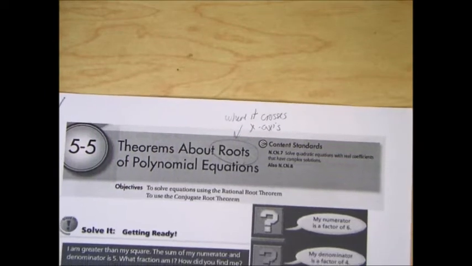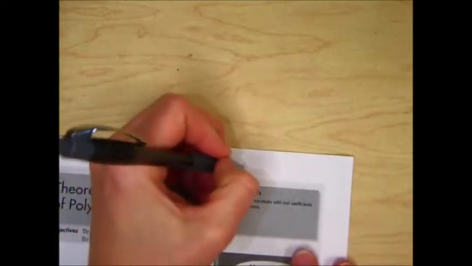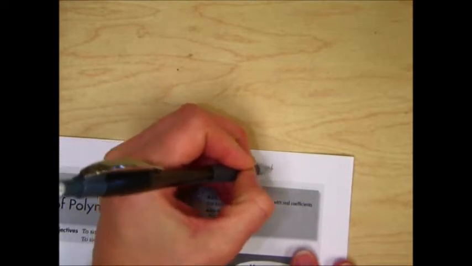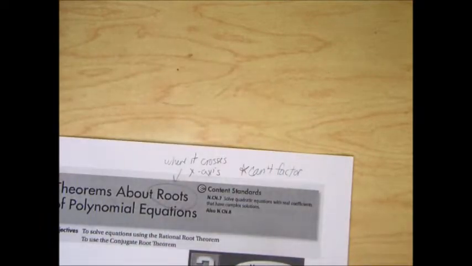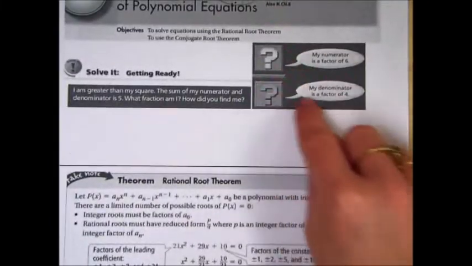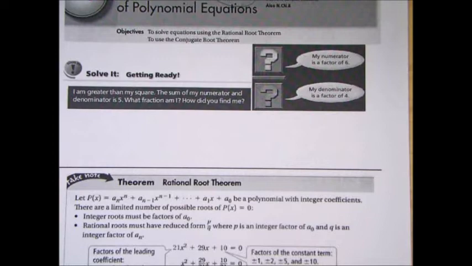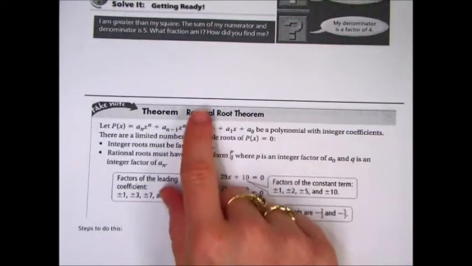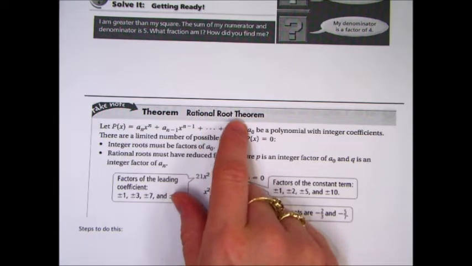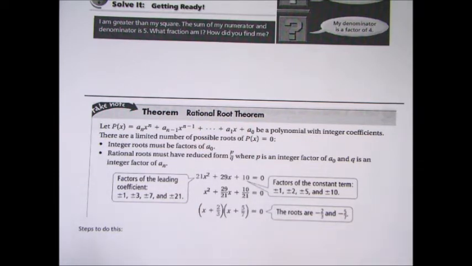Now, there is a theorem that you're going to use a lot today when you can't factor. Today we're going to have a lot of problems that you can't factor. This is a fun little activity to get you warmed up, if you want to pause and try it. We're going to learn about the rational root theorem. What the rational root theorem does is it helps us figure out a fraction or a whole number or an integer, some type of regular old number, where it crosses the x-axis.